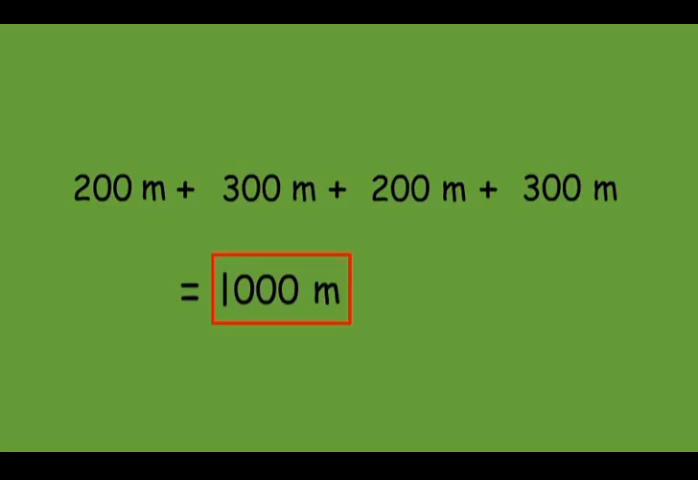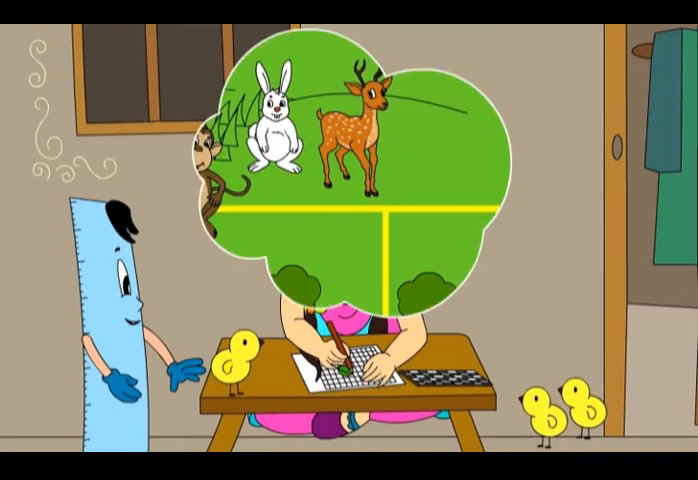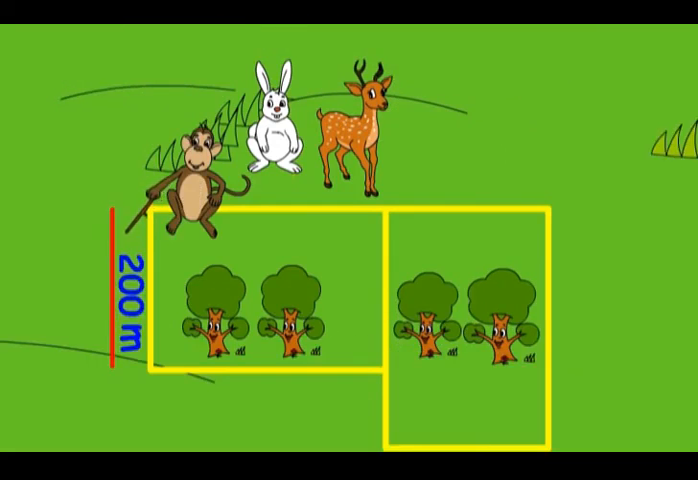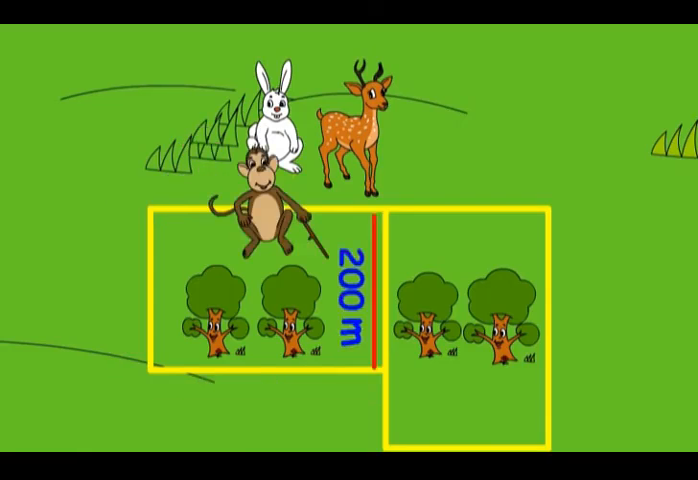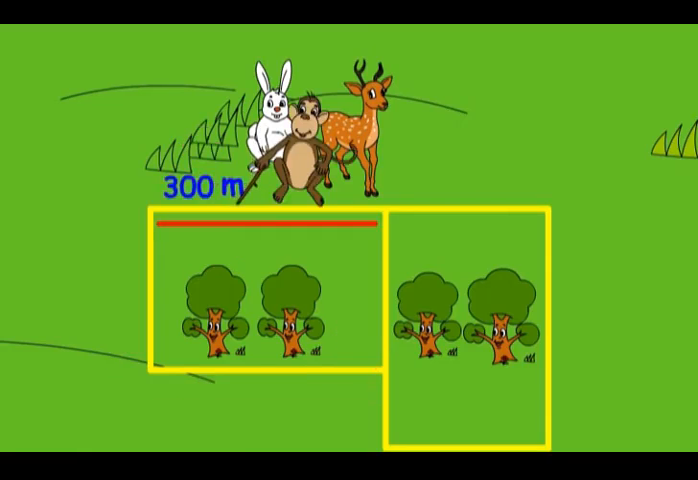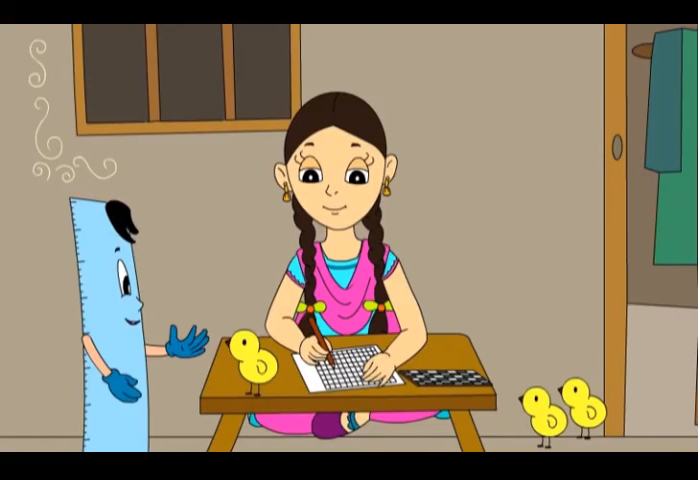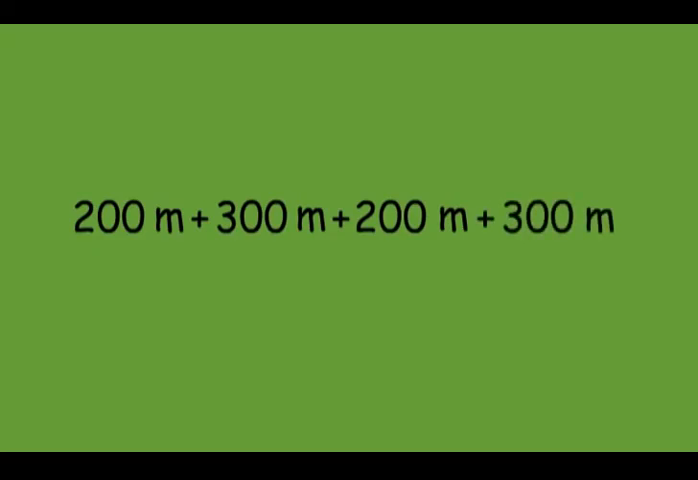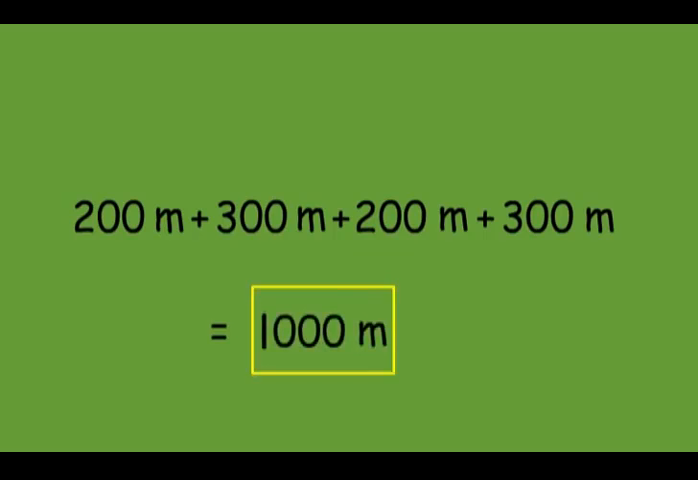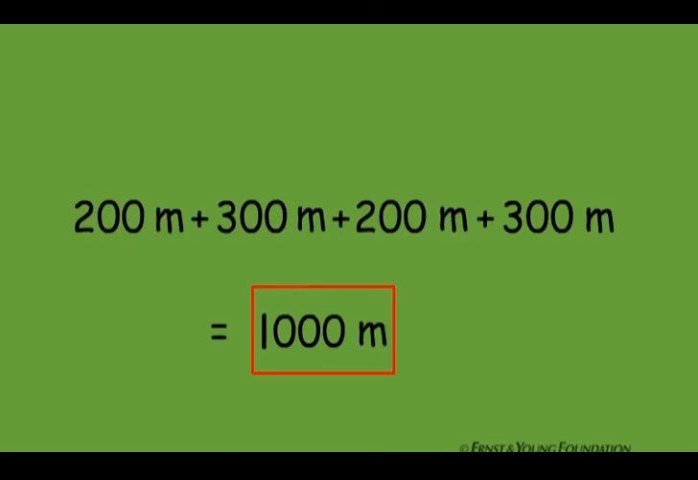What was the other side, Meenu? It was 200 meters plus 300 meters plus 200 meters plus 300 meters. Let me add this also. 200 meters plus 300 meters plus 200 meters plus 300 meters. Oh, this is also 1000 meters. Meenu, the other side is also 1000 meters.